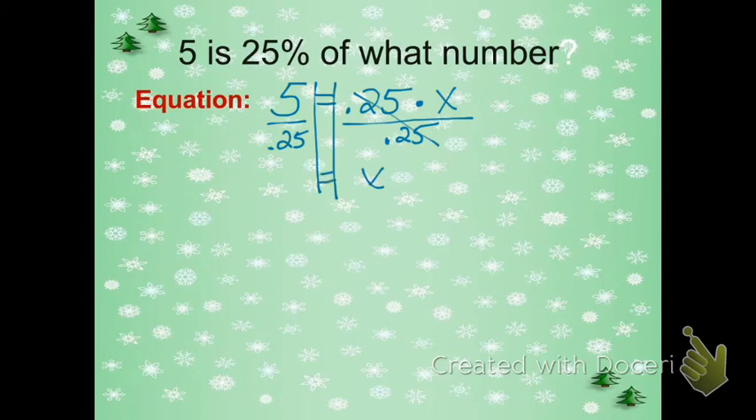Anybody do that yet? 5 divided by 0.25 is what you should have. You got 20. And that's the answer.